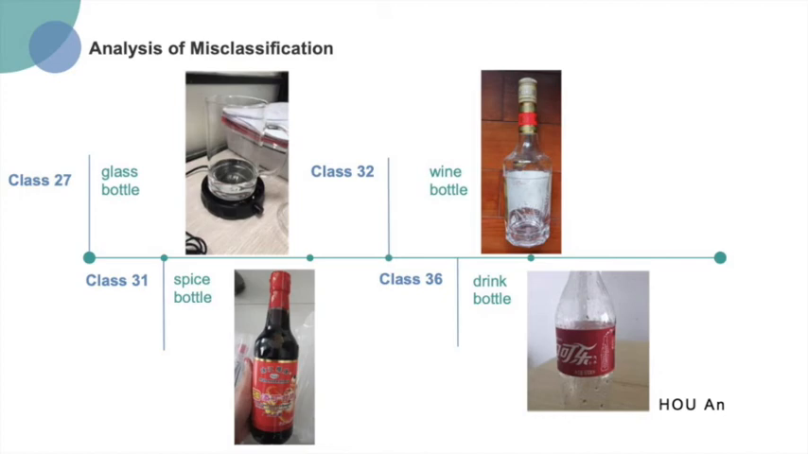And the other most frequent wrong prediction happened in class 27, class 31, class 32, and class 36. These four classes are glass bottles, splash bottles, wine bottles, and drink bottles. Here are four samples of the four classes in the PowerPoint. Actually, we can see that objects in the above four images have high similarities in shape. That's why images of these four classes are misclassified.